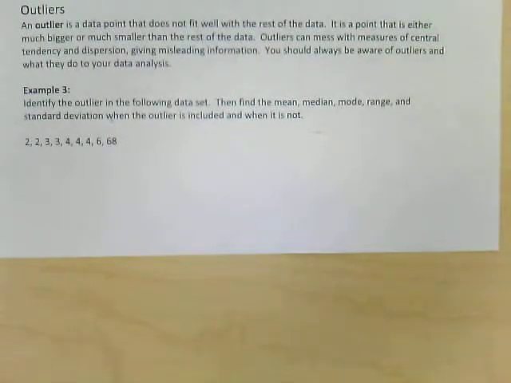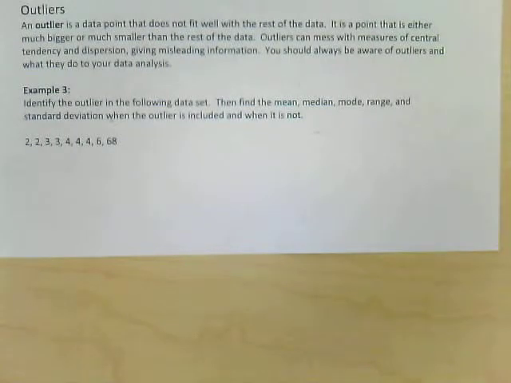There's a rather pesky thing that can happen when you're analyzing data, and that is that you'll get outliers. An outlier is a data point that does not fit with the rest of the data. It is either much bigger or much smaller than the rest of the data. So when you do your typical data analysis with measures of central tendency or measures of dispersion, it can really mess with those if you have an outlier. So it's something to be aware of, something to look out for in your data sets.